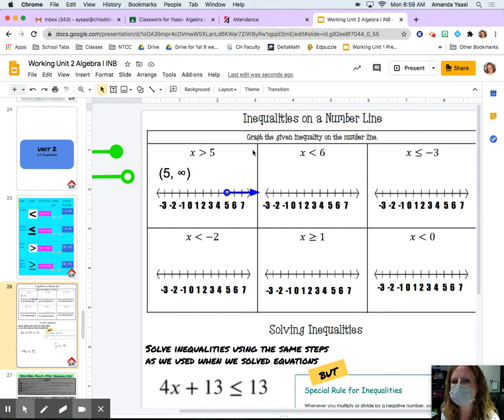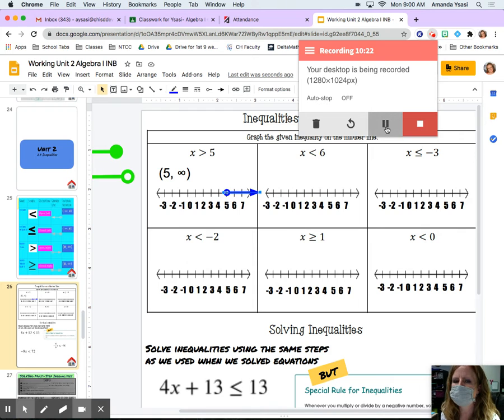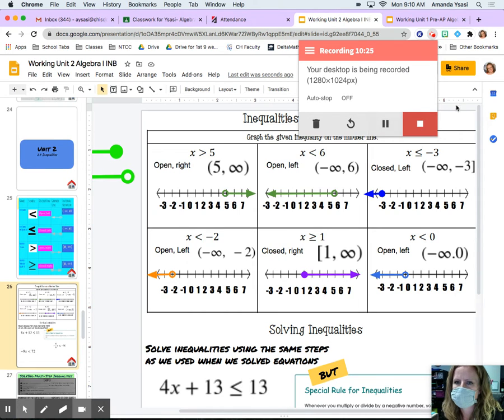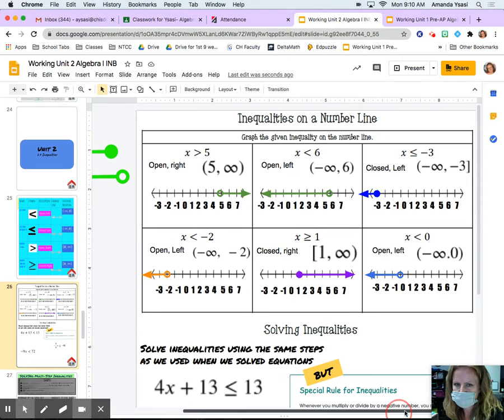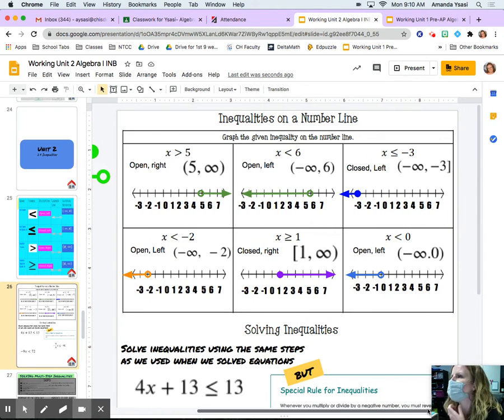Okay, so I'm going to pause it and give you time to do these 6. You're going to graph the inequality on the number line, and then you're also going to put the interval notation. So I'm going to pause it. You go ahead and finish those. Okay, so now you should have this completed. So check yours with mine.